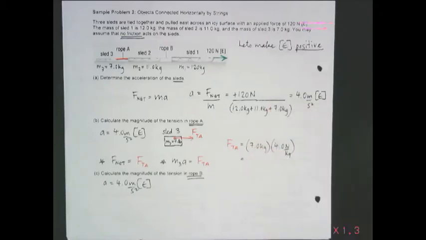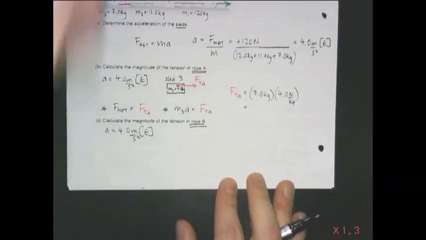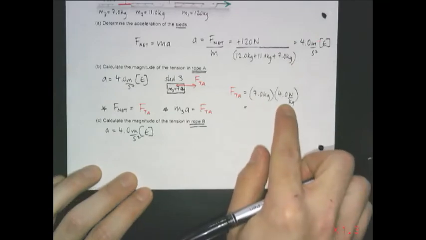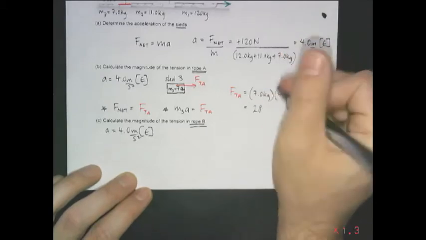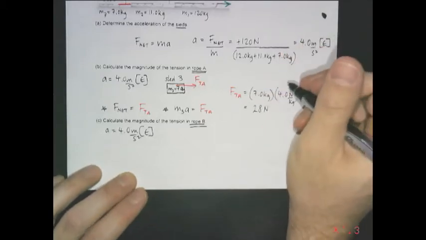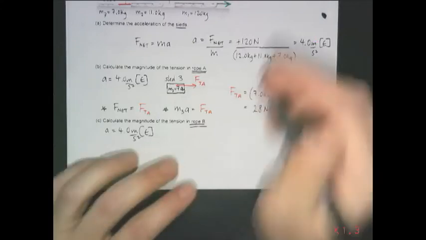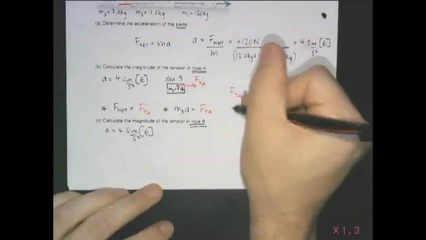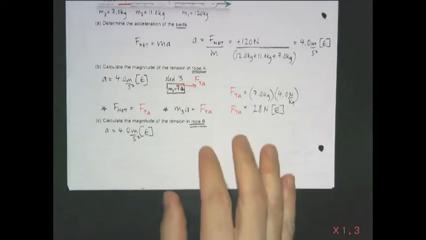Tell me what the tension in rope A is. Okay, 2 sig digs times 2 sig digs. So our answer to 2 sig digs would just be 28 newtons east, or 2.8 times 10 to the power of 1. But you're not forced to use scientific notation, so there's no need to. So the tension is 28 newtons east. Okay.